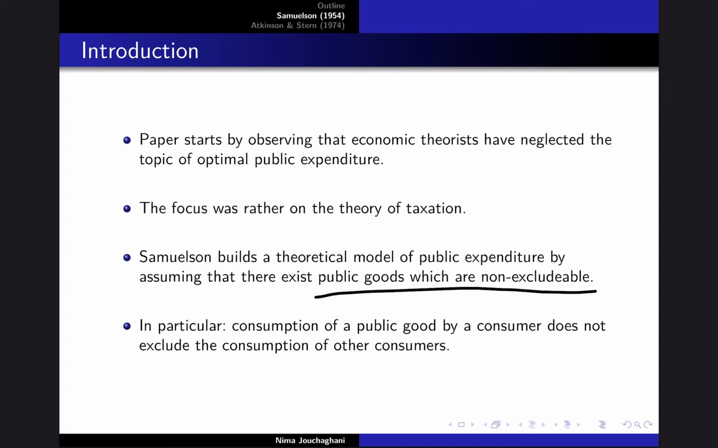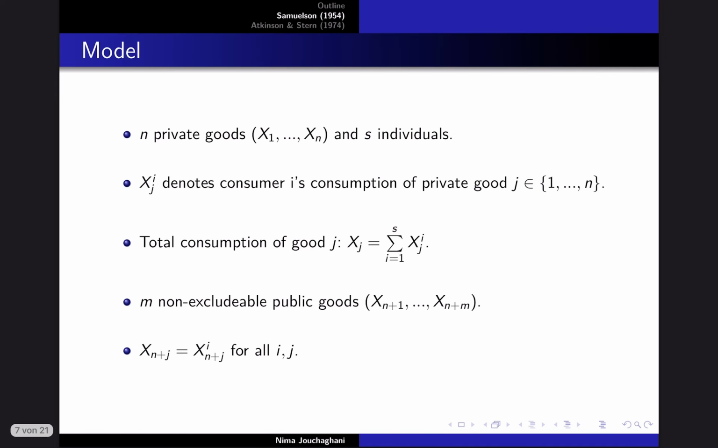So in addition to private goods, so goods which are excludable in that consumption of a private good by one consumer leads to exclusion of the consumption of another consumer. So those are private goods. And now we also have public goods in the model, and they differ in the way that they're modeled. So let me briefly introduce the model.